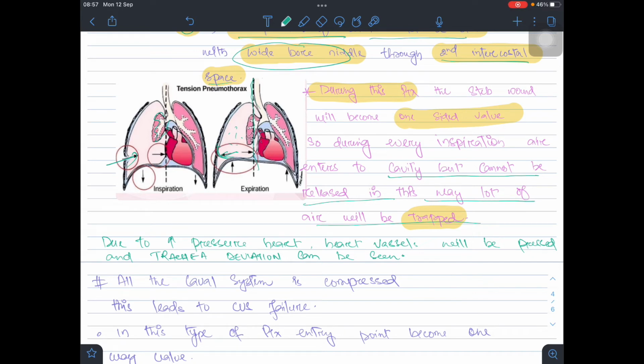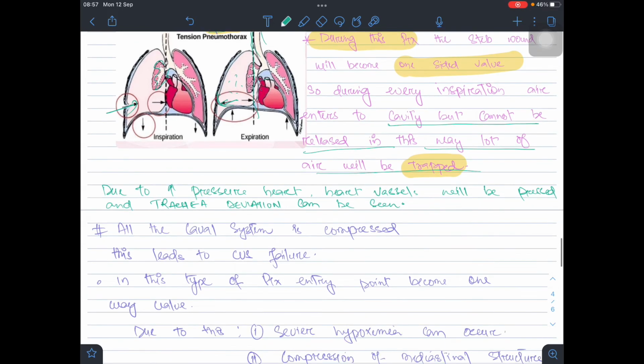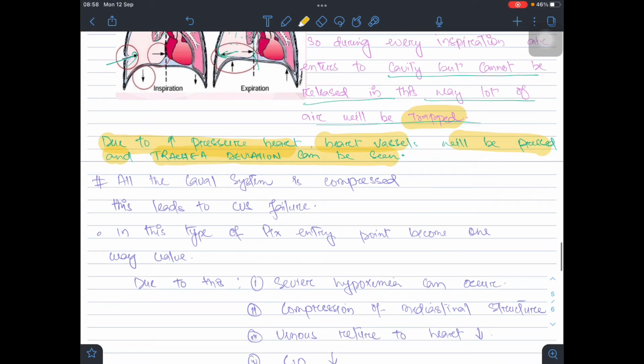See here, the trachea is deviated. So this is the most important clinical finding. Okay, due to increased pressure here, the heart vessels will be pressed and the trachea deviation can be seen. Okay, all of the cardiovascular system will be compressed, leading to cardiovascular failure.